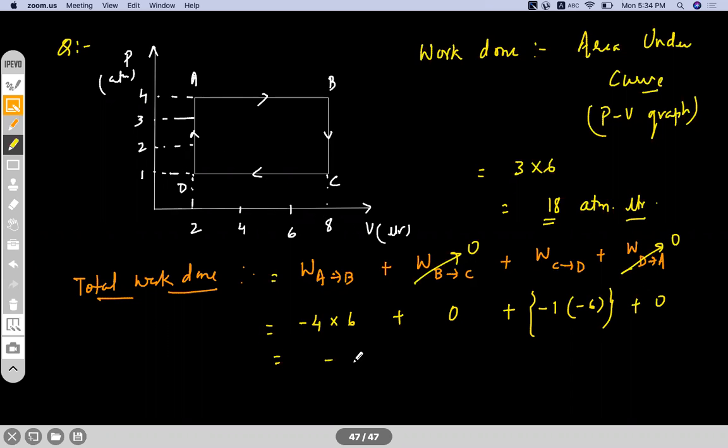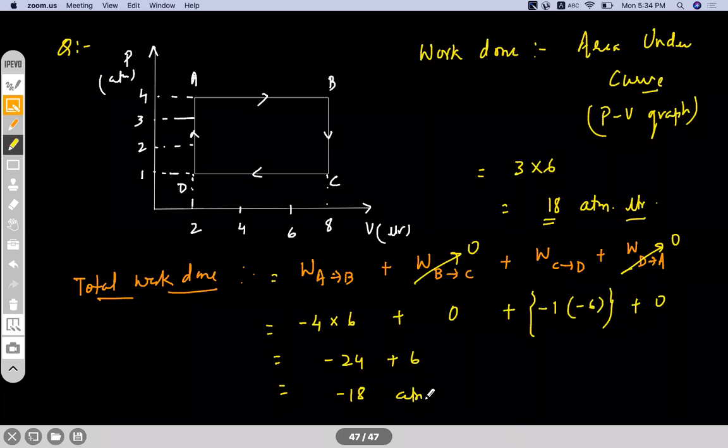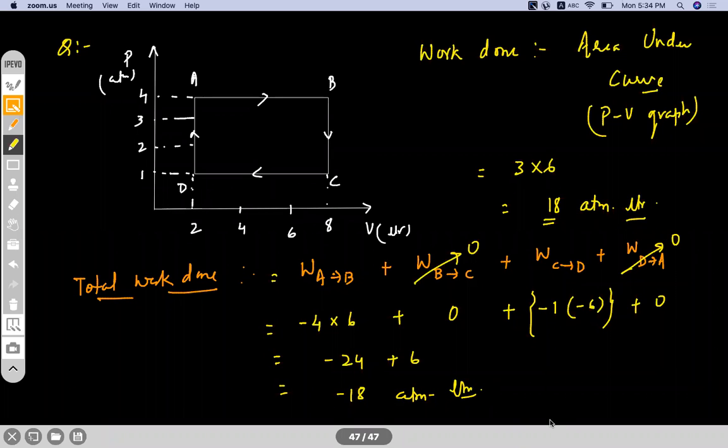So minus 24 plus 6, we are getting minus 18 atm liter. When you solve like this stepwise, you will get the sign, whether it is negative or positive. But if you find out the area under the curve, then we'll have only the magnitude, not the sign.